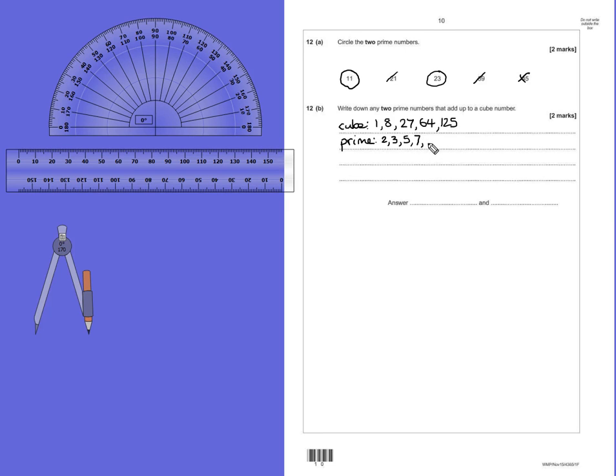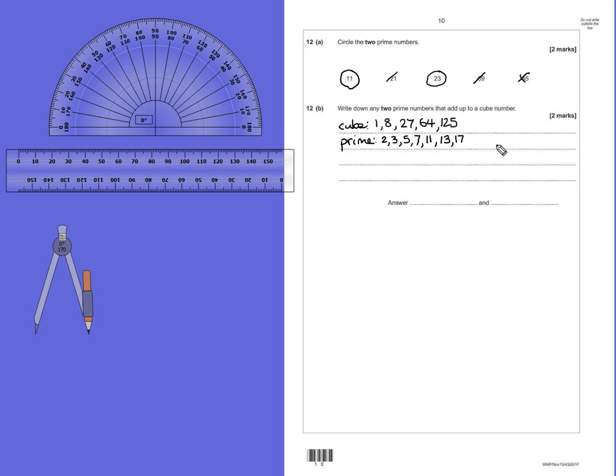8 is in the 2 times table. 9 is in the 3 times table. 10 is in the 5 times table. 11 is a prime, we've already discovered. 12 is in the 2 times table. 13 is only in the 13 times table and 1s. 14 is in the 2 times table. 15 is in the 5s and the 3 times table. 16 is in the 2 and the 8s. 17 is a prime number.